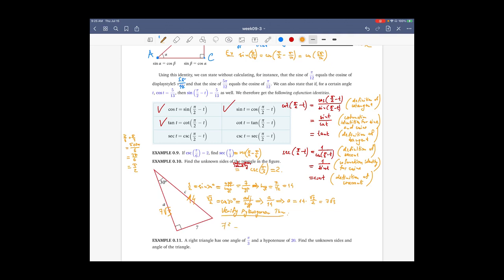Whether in fact 7 squared plus 7 roots of 3 squared actually is 14 squared. So that's 49 plus 49 times 3. That's 49 times 1 plus 3. That's 49 times 4. And that is 160 plus 9 times 4, 36. The sum is 196. And 196 is indeed 14 squared. So Pythagorean theorem checks.